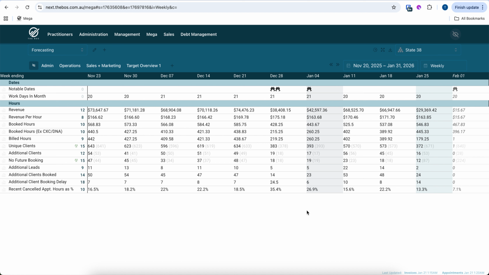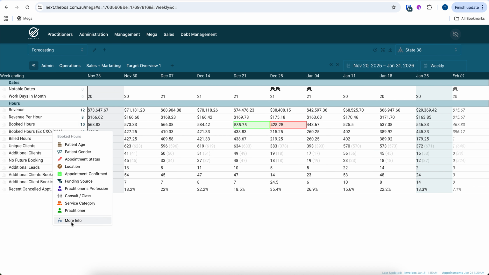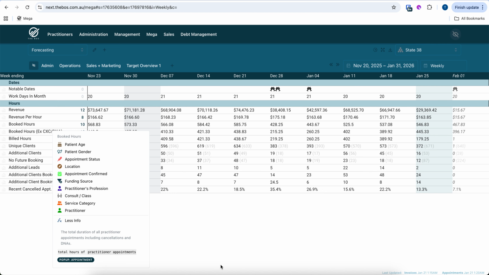But yeah, so getting stuck in, you can see here that I've got booked hours. Now, booked hours, by definition, is the total duration of all practitioner appointments, including cancellations and DNA. Really important to note that. The only thing that effectively should be able to change your booked hours as time moves forward is if administration or any part of the team actually physically move an appointment from one time frame to the next.